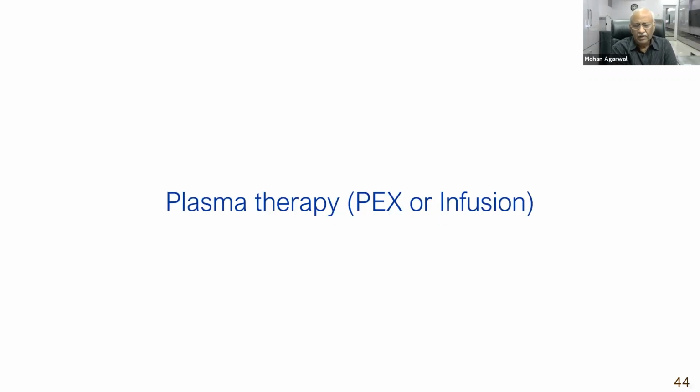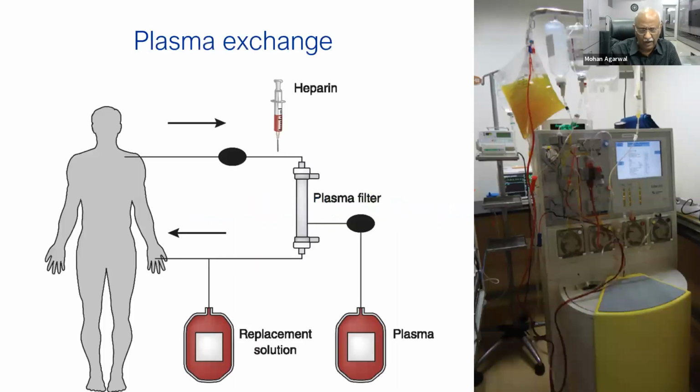The management of this entity, most important is plasma. If you do not have access to plasma exchange, give plasma, because that plasma will supply ADAMTS13. And because you are supplying ADAMTS13, von Willebrand factor will be broken down and the process will be arrested. If you have access to plasma exchange, immediately do plasma exchange, because that not only will supply ADAMTS13, it will also remove these large multimers of von Willebrand factor. So efficacy will be double.